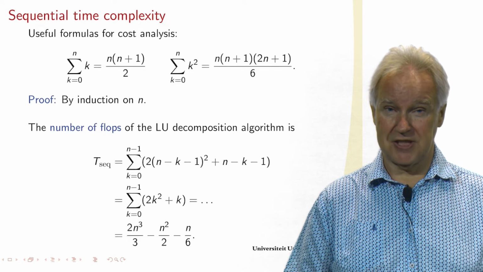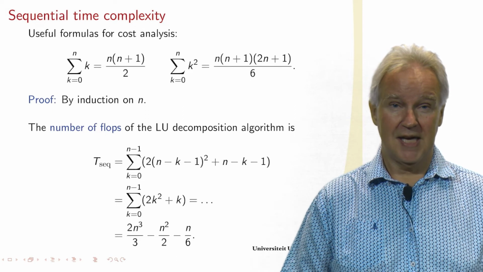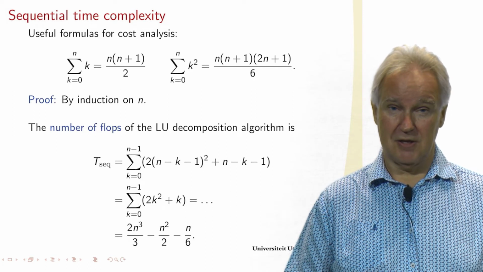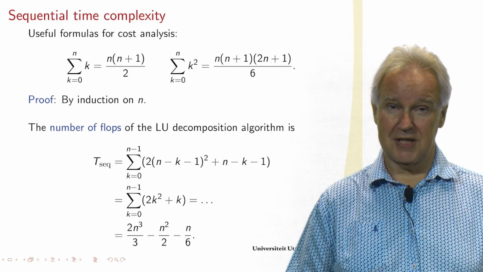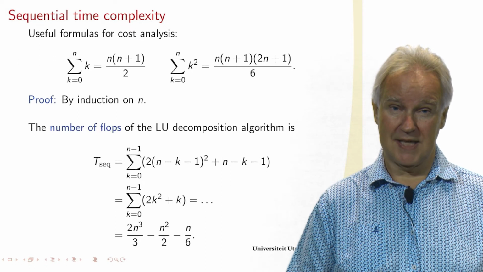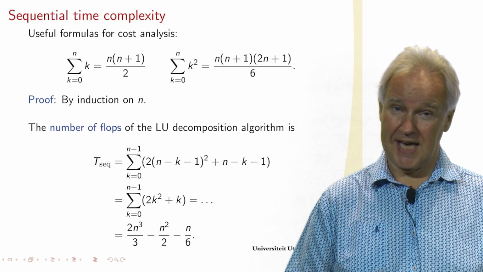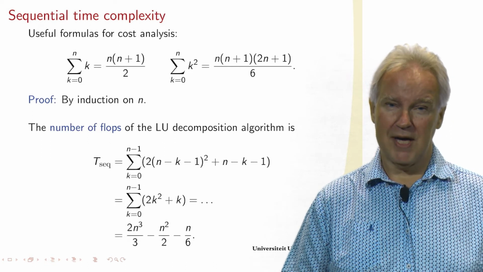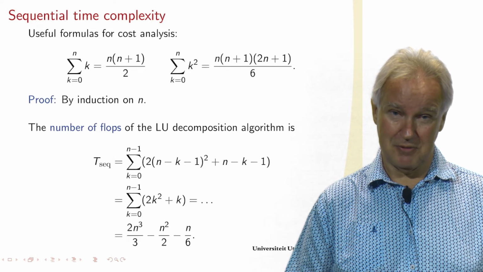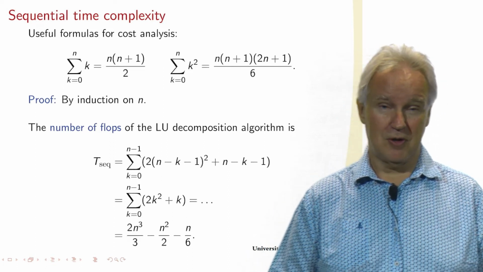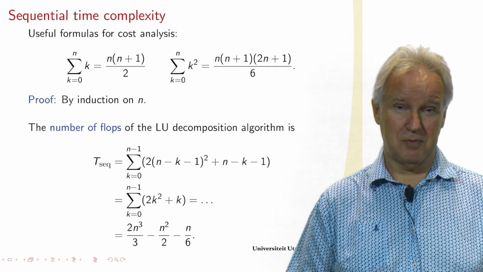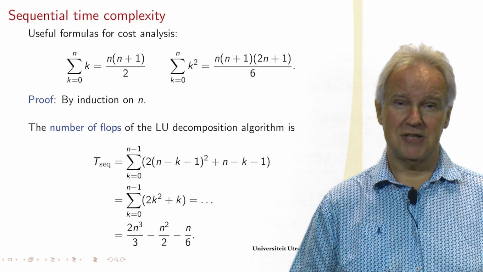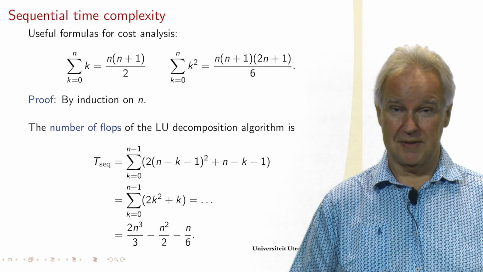And we have stages k equals 0 to n minus 1. And in every stage, we first perform divisions for all those elements between k plus 1 and n. And that's altogether n minus k minus 1 elements. And for every element in the lower right-hand corner of the matrix, we perform two flops, because we perform a subtraction and a multiplication. So that gives 2 times (n minus k minus 1) squared flops.